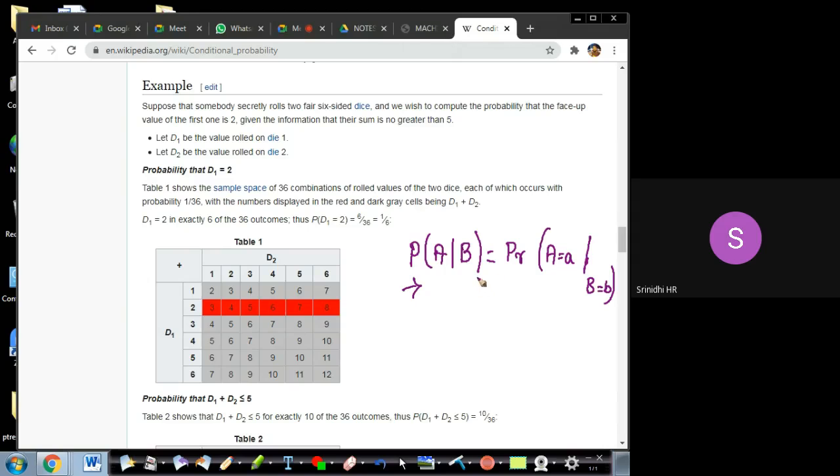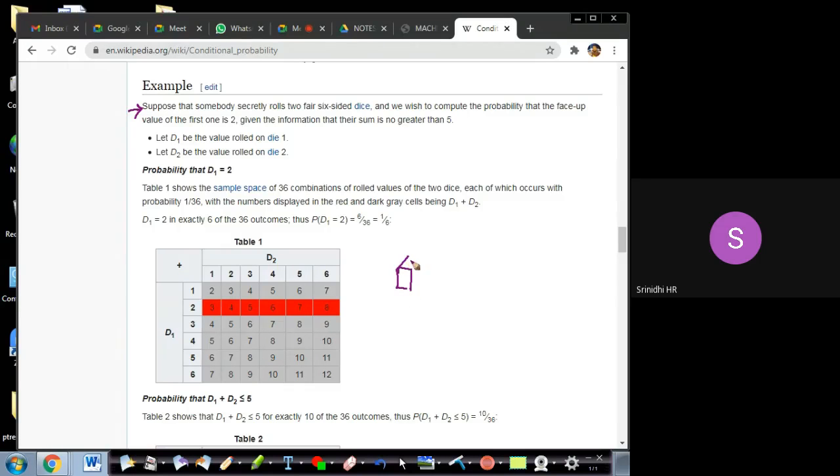Okay, so here if you can observe, let's read out the problem very clearly. Suppose somebody rolls two fair six-sided dice. Okay, there is a dice. You know what is a dice?